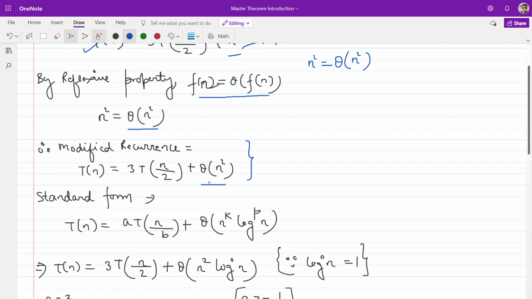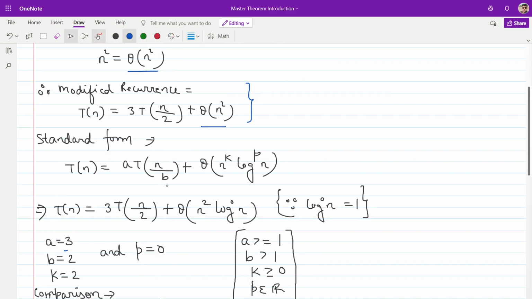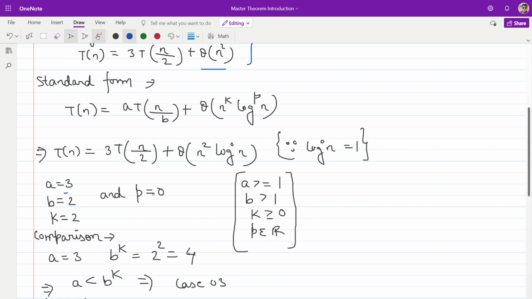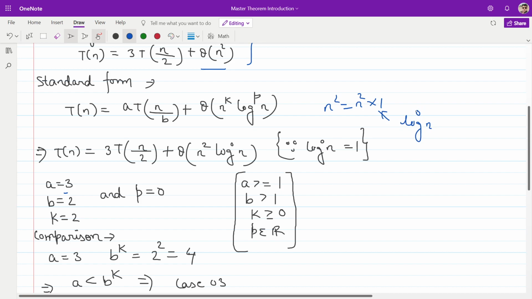Now I compare this equation with the standard form, that is a T(n/b) plus theta of n raised to the power k log n raised to the power p. I have to find out the values of these coefficients a, b, k and p, which will be found by direct comparison. The recurrence equation can be written as 3 times T(n/2) plus theta of n square, because n square can be written as n square multiplied by 1, and instead of 1 I am writing log n raised to the power 0, because log n raised to the power 0 is also 1.